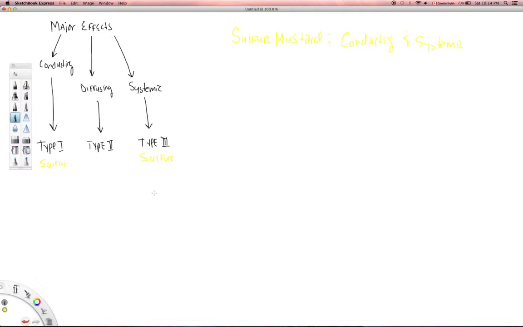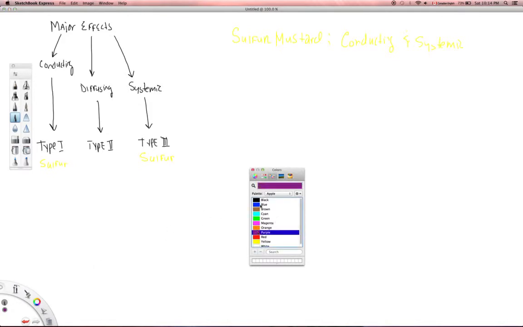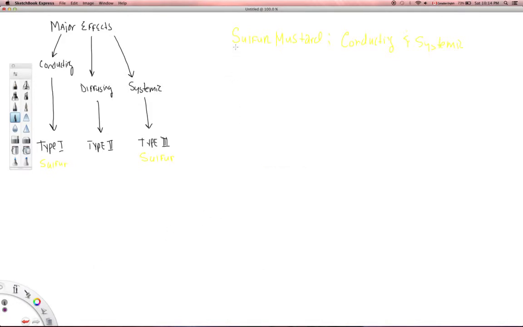Okay, so we could say that sulfur mustard is primarily type 1 and type 3 effects. All right, and then let's move down to the next major agent. We'll make that purple. And we will say phosgene is the next one.